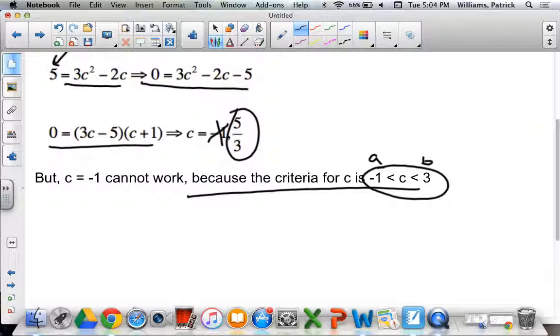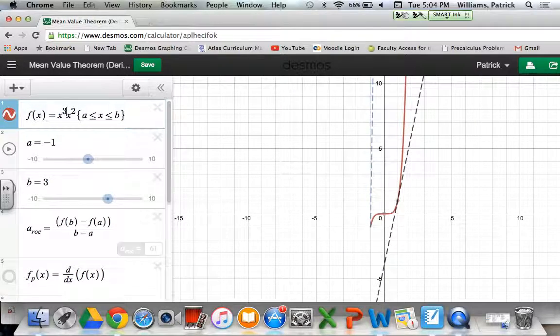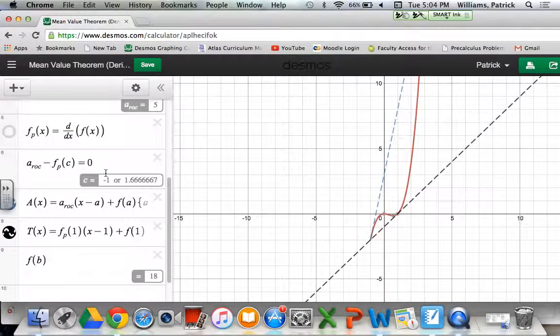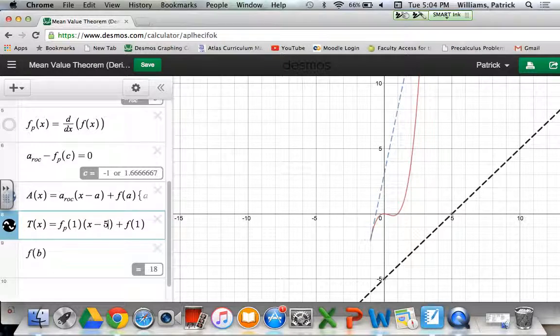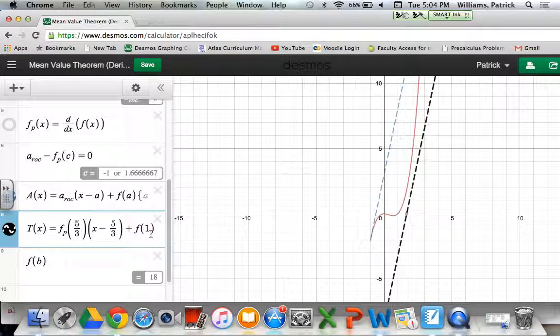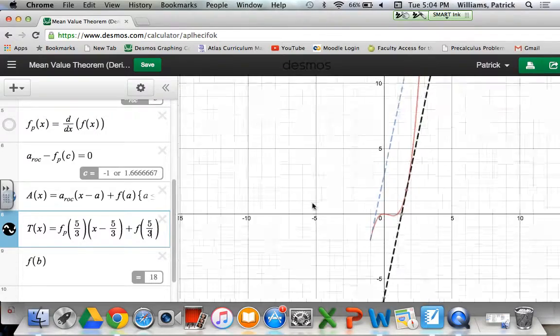And if we go back to our Desmos file to help visualize this, let's come up here and let's switch our function to x cubed minus x squared. And we're going to have to change our tangent line here to include that value of 5/3 everywhere. Let's do that one more. All right, so now that we got that, look at this again.